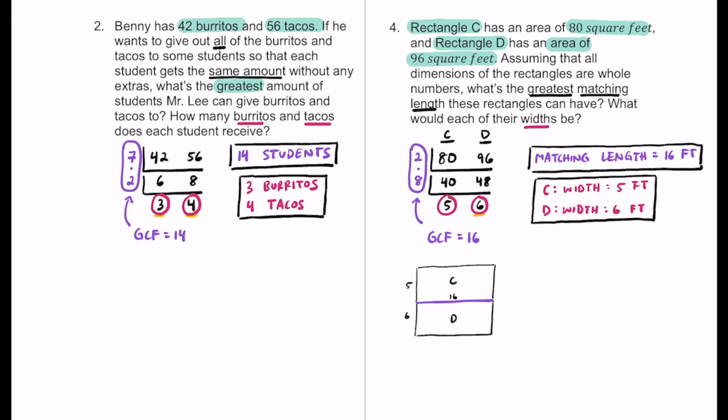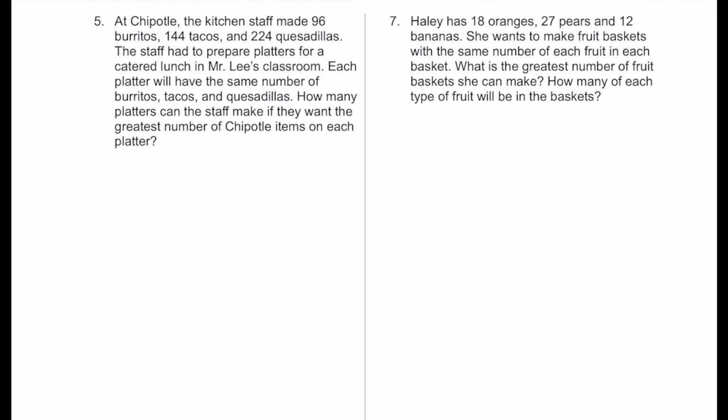Alrighty. So there are the matching lengths, which is 16, that's the greatest one, and then the widths are going to be 5 and 6, respectively, for C and D. Let's look at number 5 now.